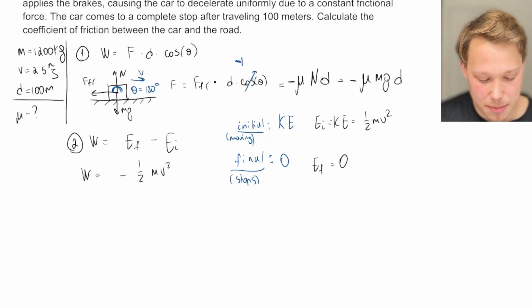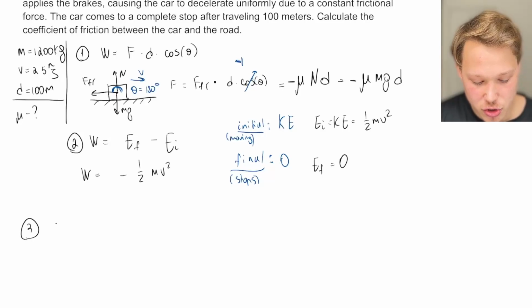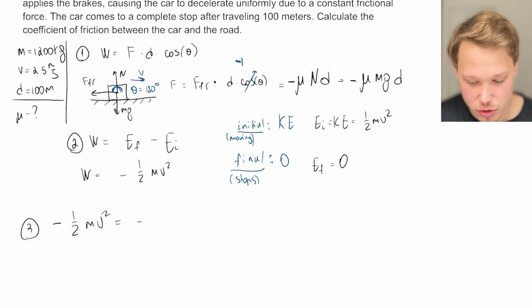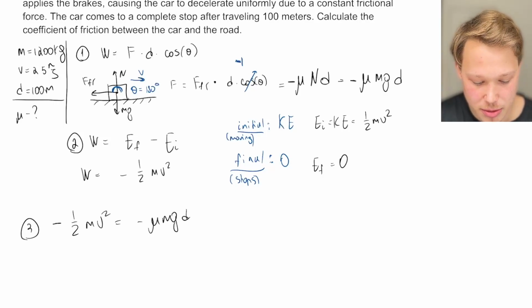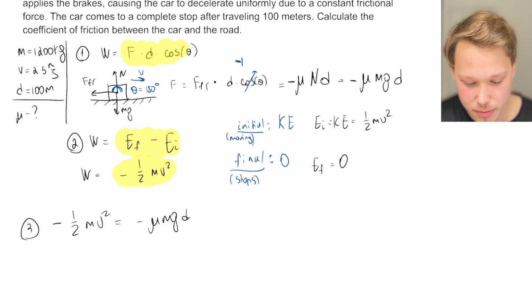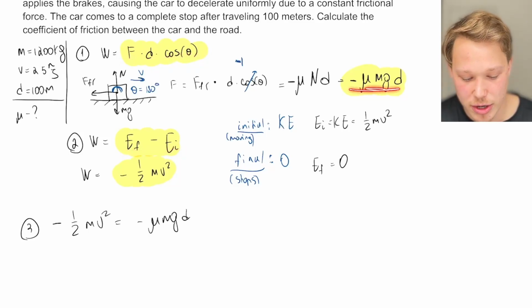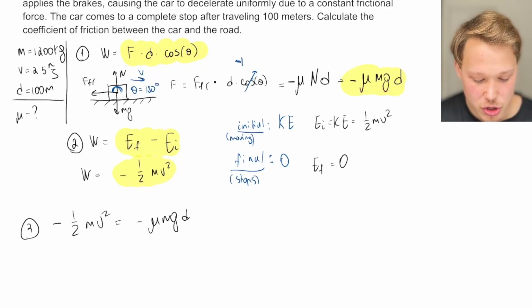So the third step is putting all of this together. So negative 1/2 mv squared, the change in energy, is equal to minus mu mgd. I'm simply setting these parts equal to each other. That force times distance is equal to change in energy, as we've written it out here. So if we rearrange this properly, this becomes positive.